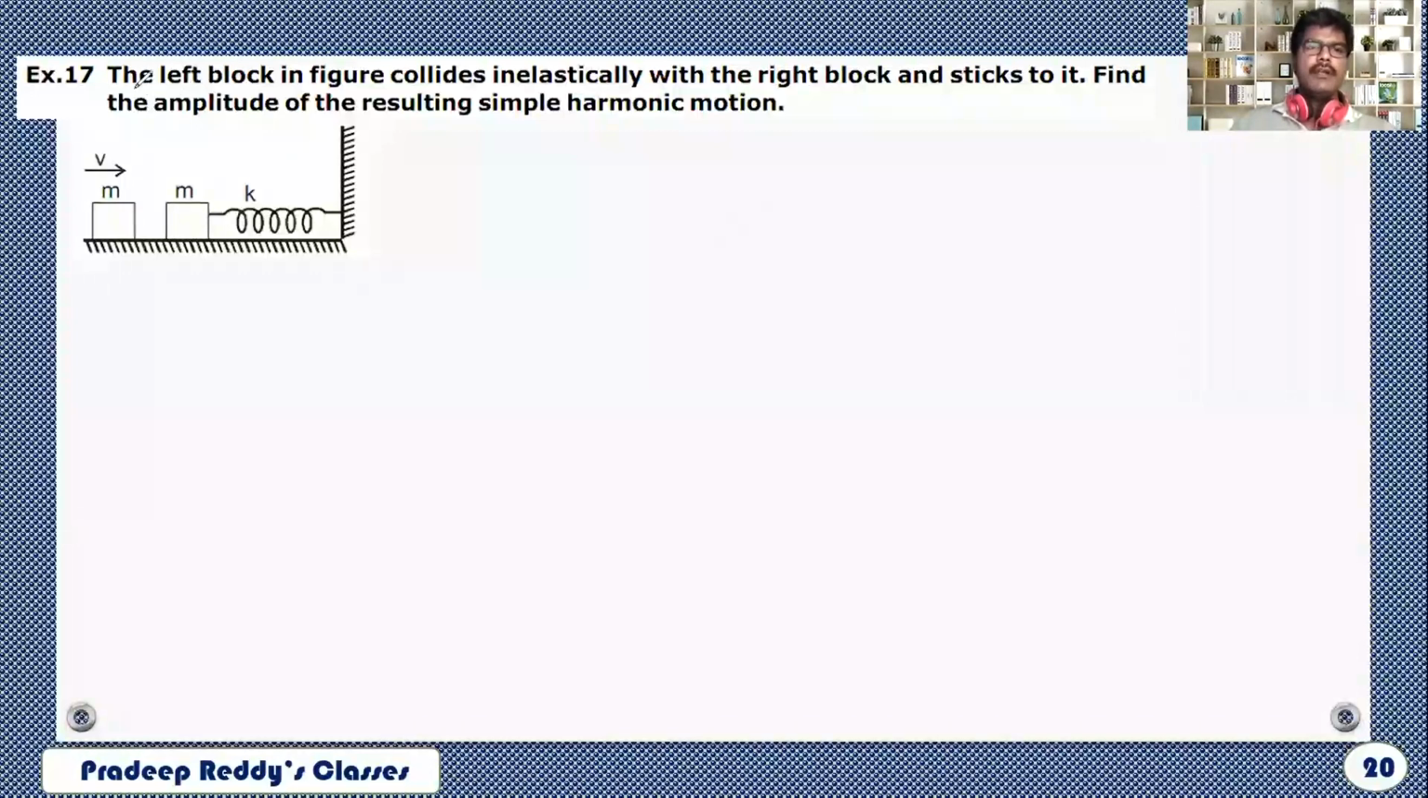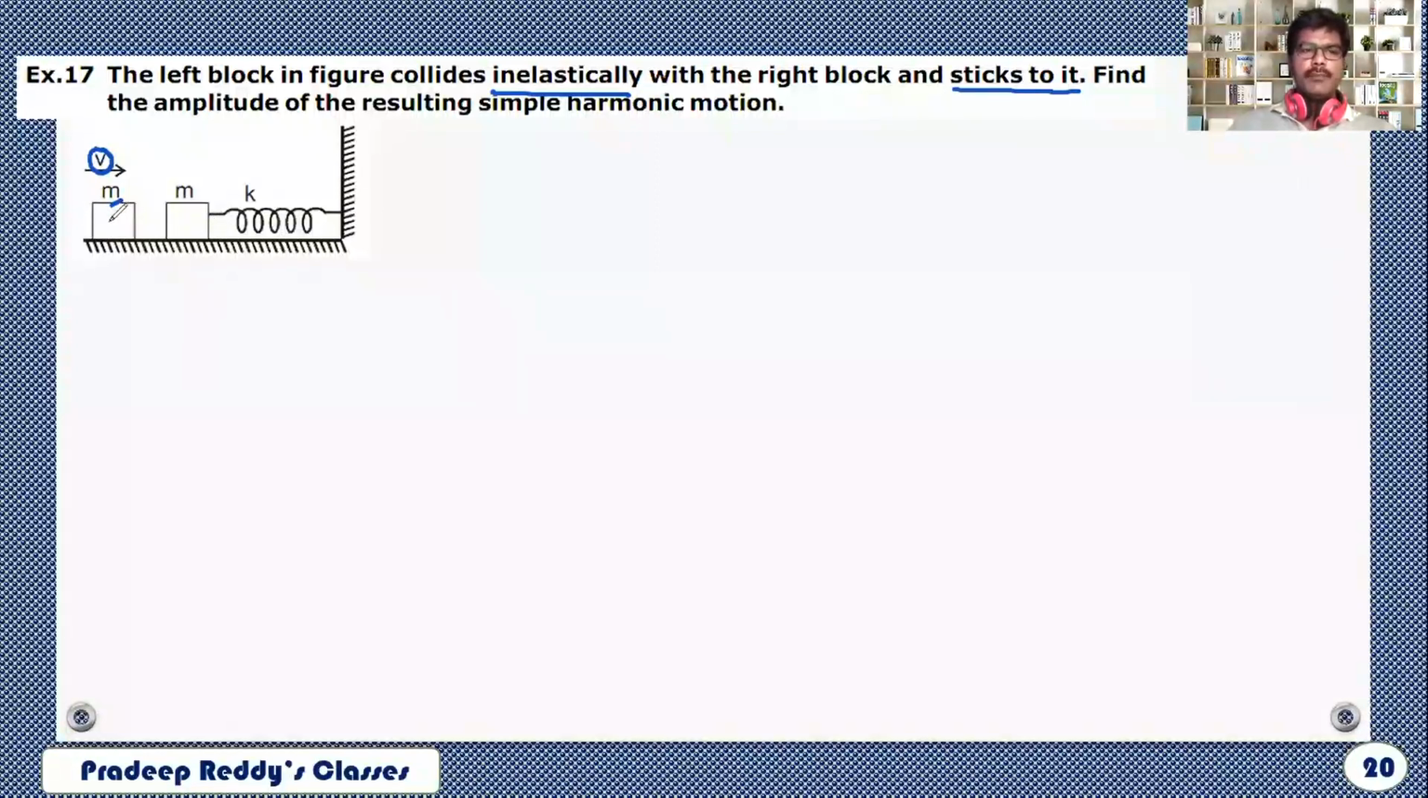Next question. The left block in the figure collides inelastically with the right block and sticks to it. Find the amplitude of the resulting simple harmonic motion. Here we have two masses. One has velocity v and mass m, and it comes and hits the other mass. Both masses are equal.